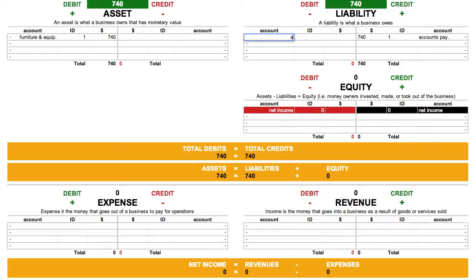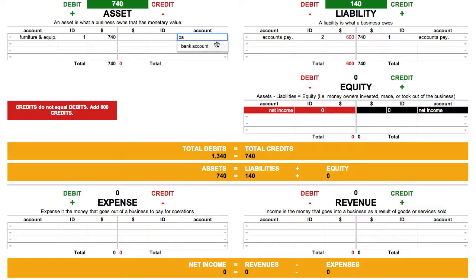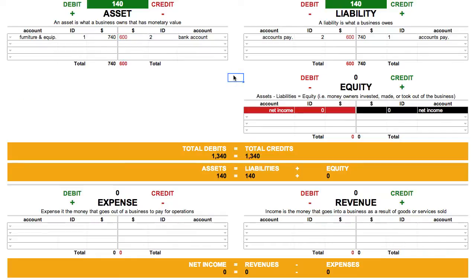The first transaction is to debit accounts payable, choose an ID of 2, and an amount of $600. This is the amount paid by the bank account. So we credit the bank account, choose an ID of 2, and an amount of $600. This transaction is paying off part of the bill, the accounts payable, using $600 from the bank account.